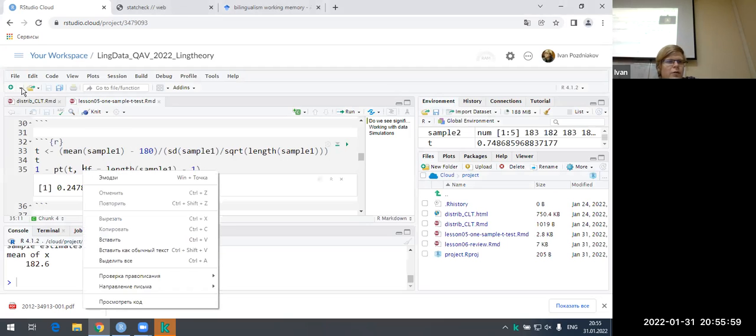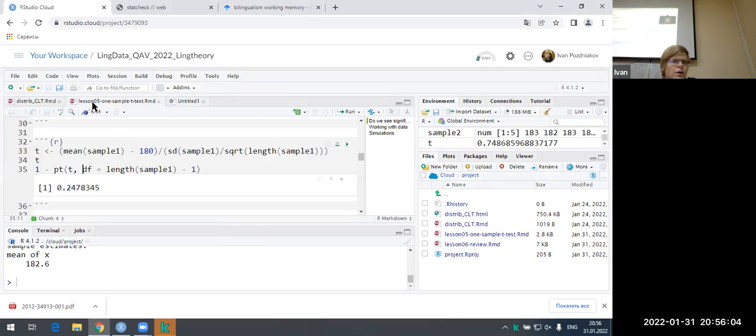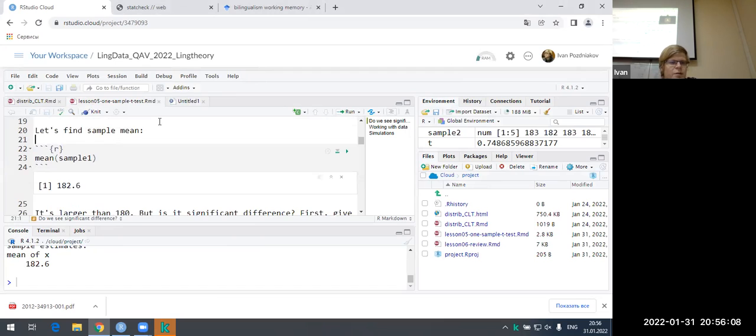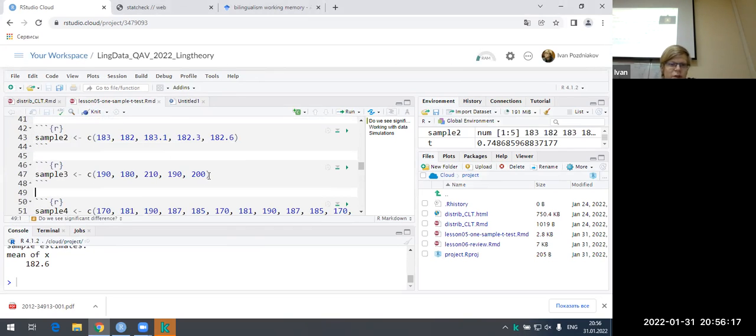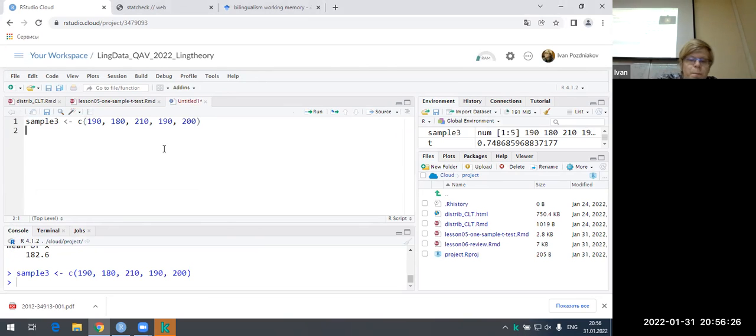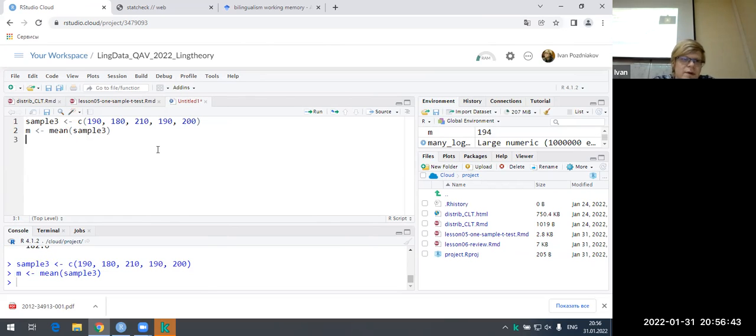So let's start. I will start maybe another script. Let's return to our sample, not this one, but the last one that we tested. This one. Right. We can calculate the sample mean. It will be the mean of the sample, right? We can calculate the standard error. It will be the standard deviation of sample 3 divided by square root of n, so the length of sample 3.